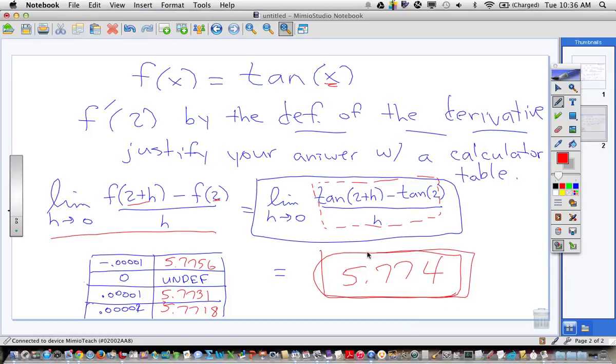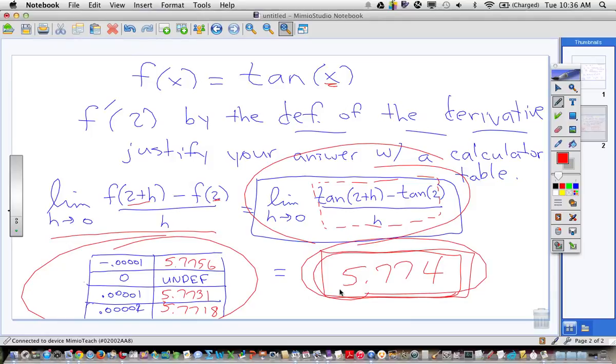Okay, so a problem like this is probably worth 3 points or so. Probably a point for setting up your limit here, showing your table, getting the right answer, kind of thing. Okay, so there you go.